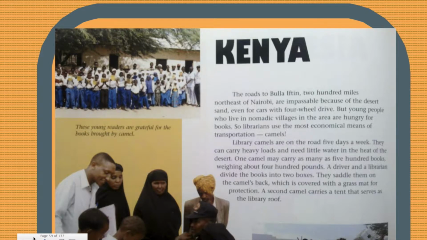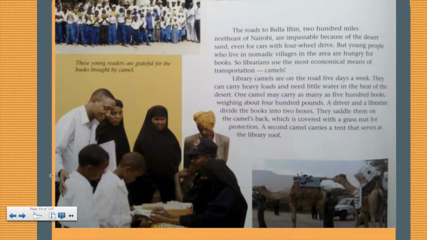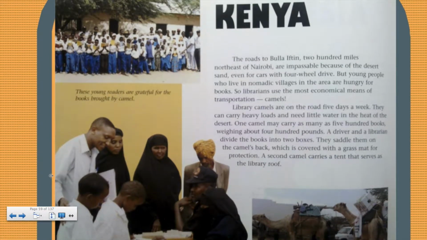Let's take a look at some of the pictures and places that are in this wonderful book, My Librarian is a Camel, so that you can get an idea of what this book might be about. As you're looking at these pictures, what do you notice? What do you wonder?